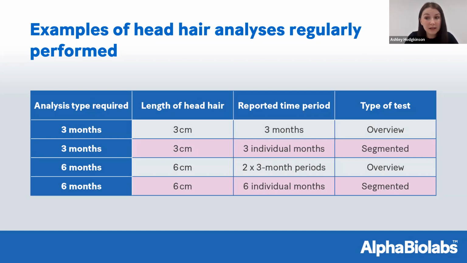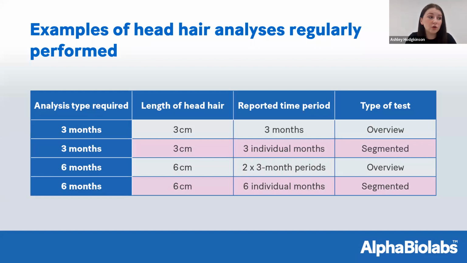If your client has 6 centimeters of head hair, we can still do an overview. This time you would get 2 results, and each one of those results would cover a 3-month time frame. Or if you wanted to look at those patterns and trends, as we spoke about, you can have that segmented and you would get 6 individual results.